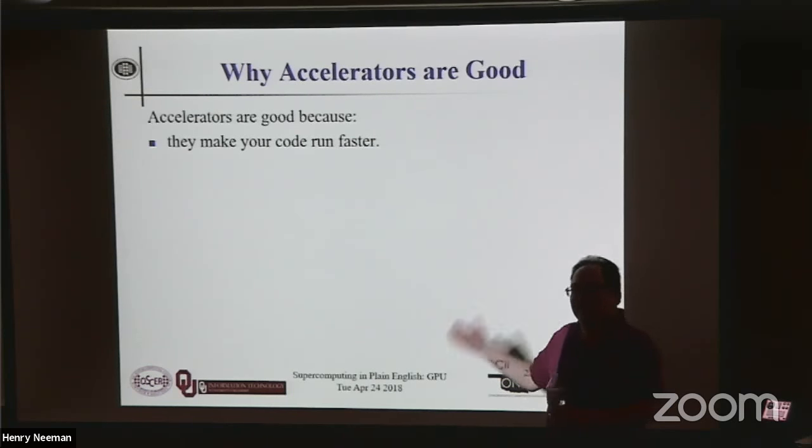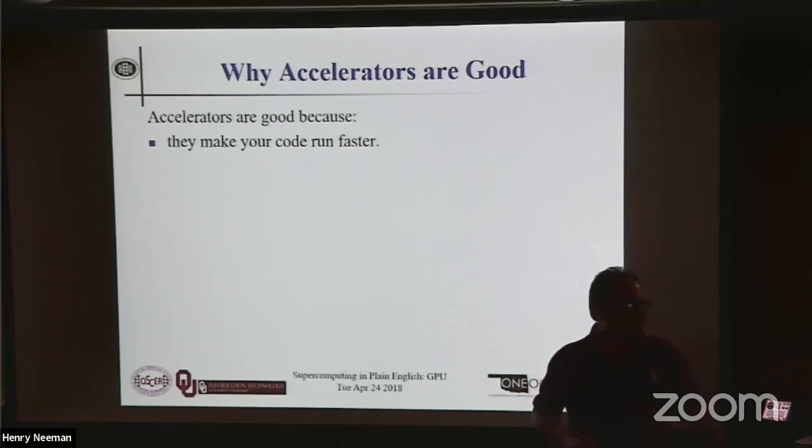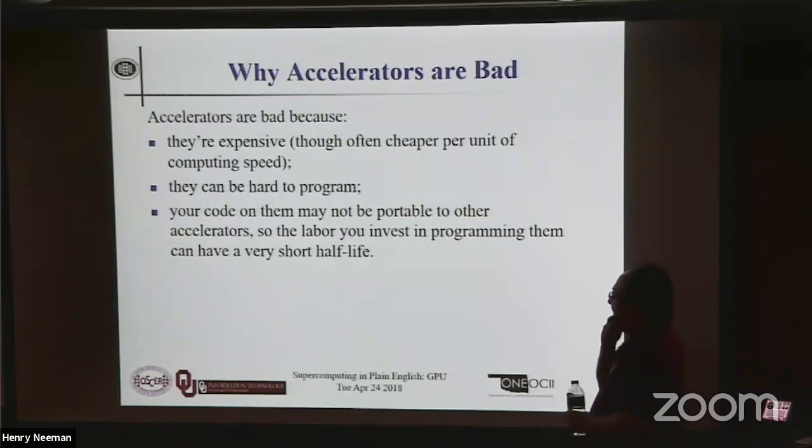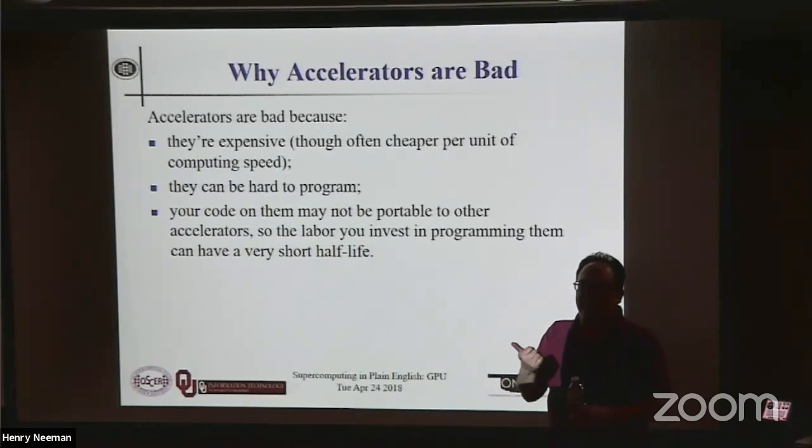So we like accelerators because, surprisingly, they speed things up. On the other hand, the downsides of accelerators: number one, they cost money. You already bought the server or the PC, whatever it is, but now you've got to buy this extra thing that's going to cost you more money. Even though they are expensive in the absolute sense, they're often cheaper per unit of computing speed. Under some circumstances, it can be labor intensive and tricky to write code for them. And depending on the particular way that you're writing code, you might or might not be able to run the same code on other kinds of accelerators or on servers that don't have accelerators.